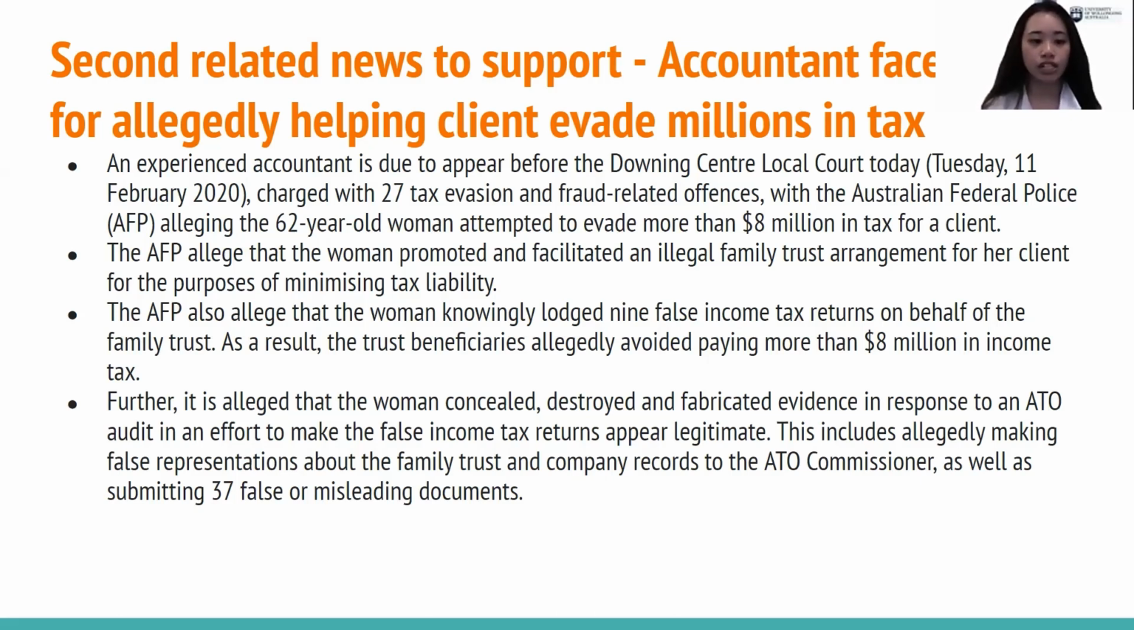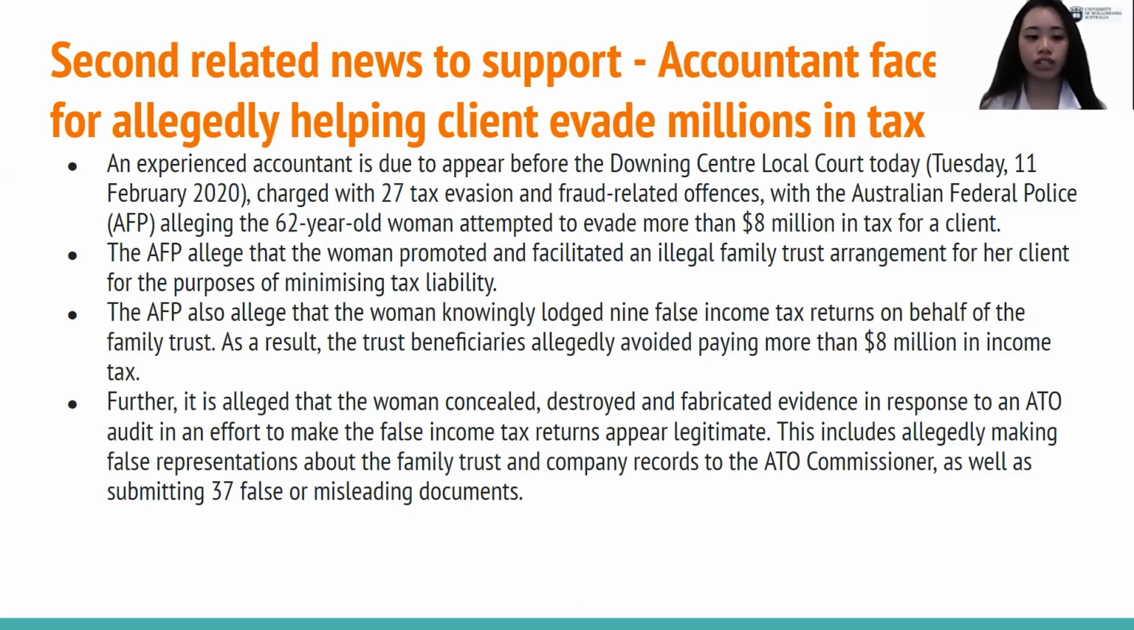The AFP alleges that the woman promoted and facilitated an illegal family trust arrangement for her client for the purpose of minimizing tax liability. The AFP also alleges that the woman knowingly lodged 9 false income tax returns on behalf of the family trust. As a result, the trust beneficiaries allegedly avoided paying more than $8 million in income tax. Further, it is alleged that the woman concealed, destroyed, and falsified evidence in response to an ATO audit in an effort to make the false income tax returns appear legitimate.